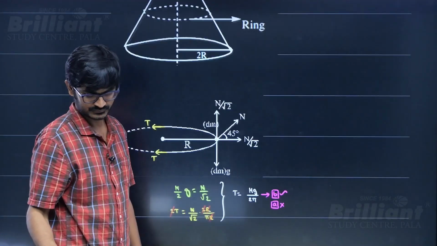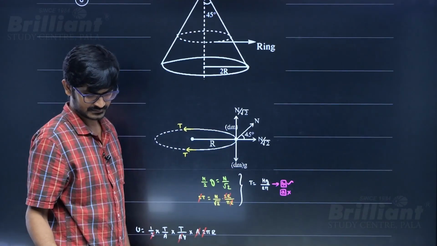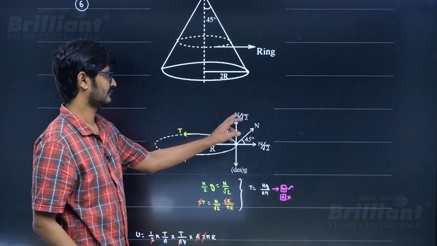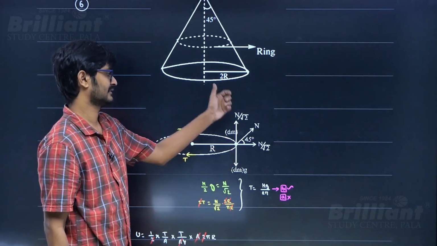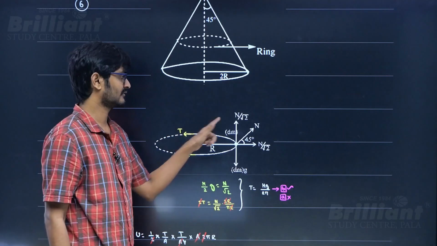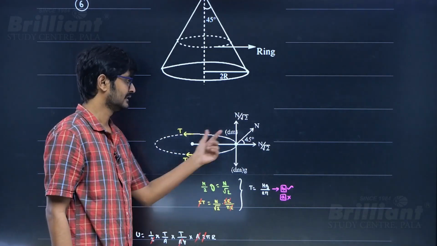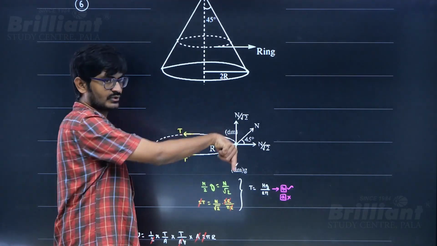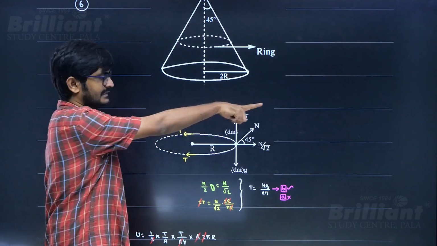So what I can do, I can say all the vertical components, if all the vertical components are summed, I can call it n by root 2, then n by root 2 will be balancing the weight. Now similarly, these n by root 2 components are changing direction.